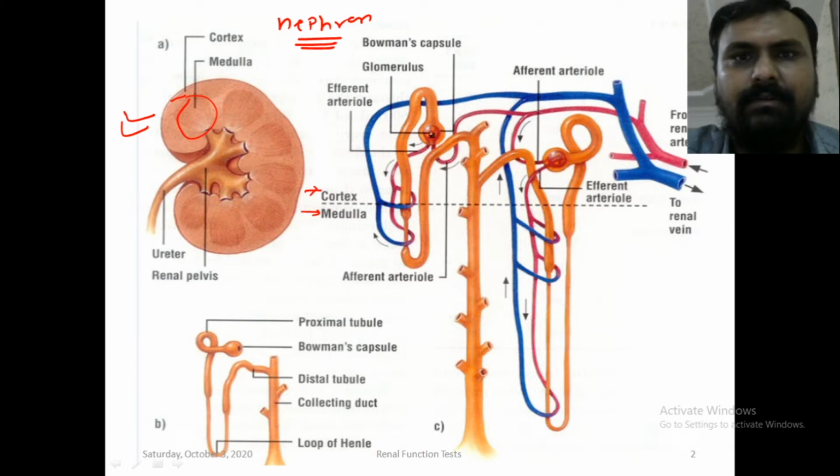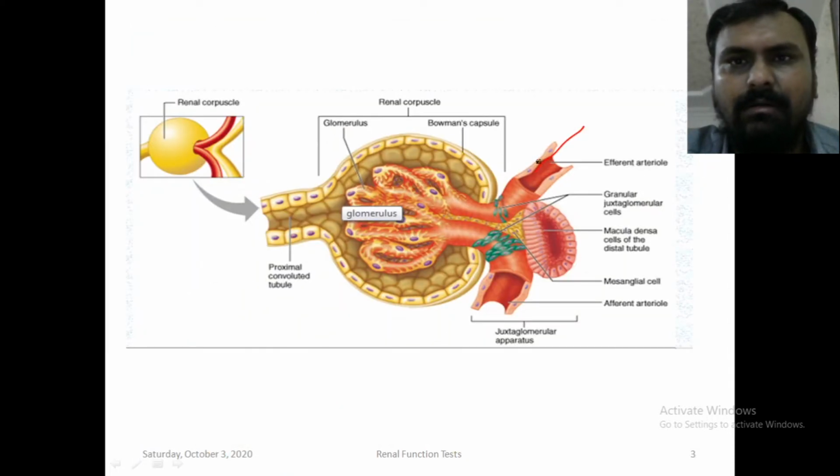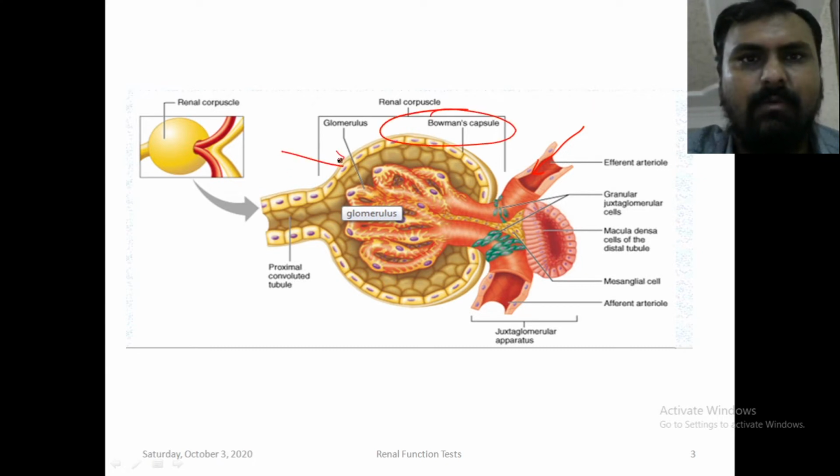So here there is a glomerulus. It is a tuft of capillaries, made up of the afferent arteriole and efferent arteriole, and the covering layer is called Bowman capsule. So this glomerulus will work as a filter. All our plasma is filtered through the glomerulus. The blood comes through the afferent arteriole and leaves through the efferent arteriole, and this whole structure is called the glomerulus.